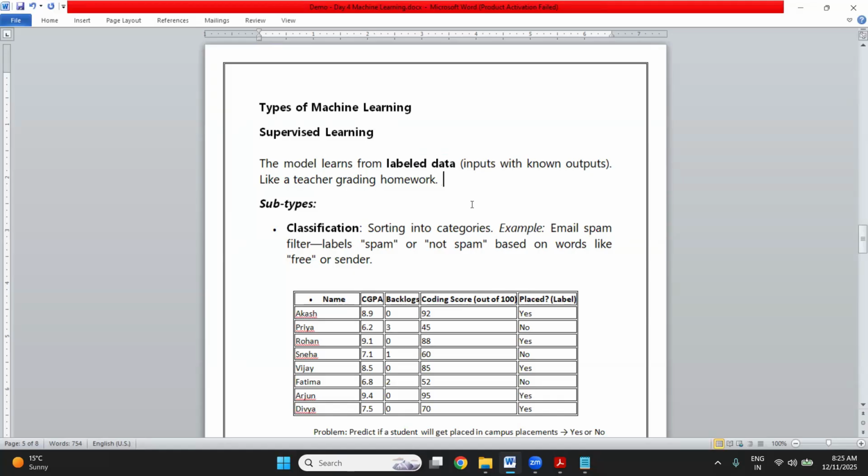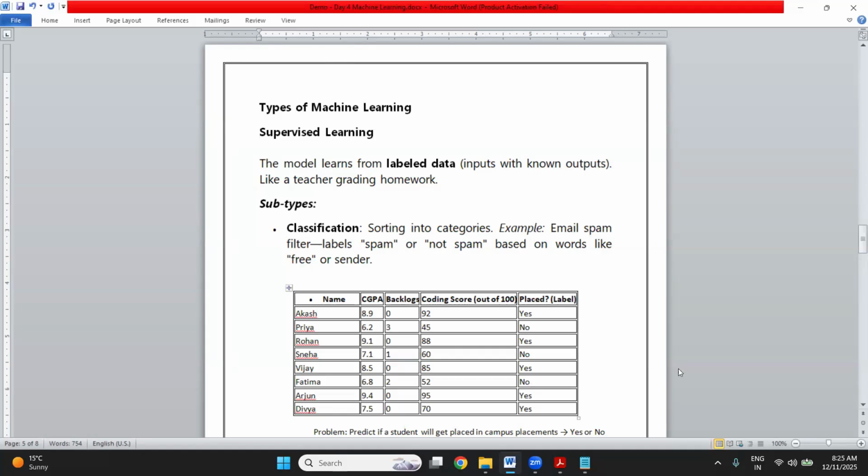Can someone elaborate what is labeled data? Looking at the example I'm giving, what is labeled data? Structured data. Very good, structured data.